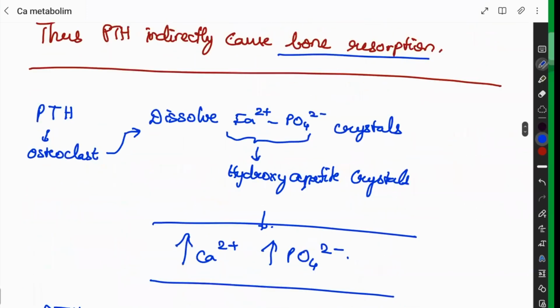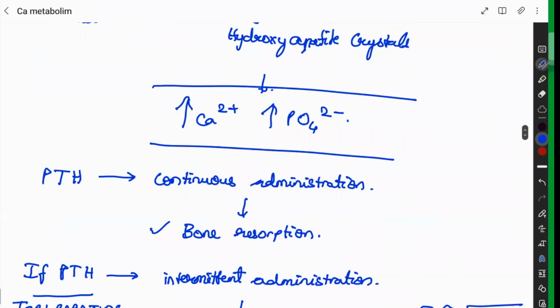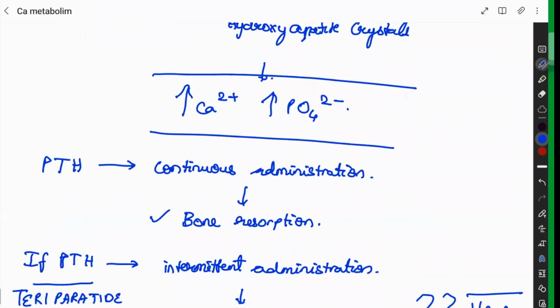So now your parathyroid hormone comes and sits on your osteoclast. What do osteoclasts do? They dissolve the calcium phosphate crystals that are present, or you call them hydroxyapatite crystals. When these hydroxyapatite crystals are broken down, it is going to cause an increase in the calcium ion and an increase in the phosphate ion. So two ions are released: one is the calcium ion, the other is the phosphate ion. So if you administer parathyroid hormone continuously, bone resorption occurs.